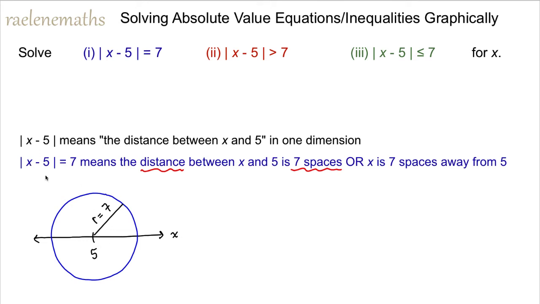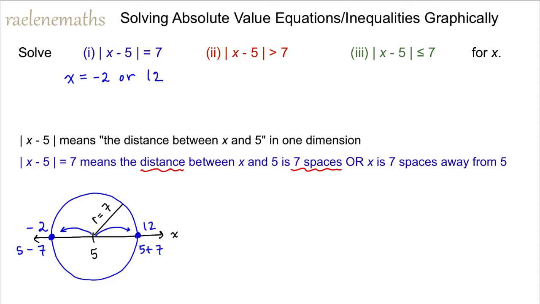And we want x to be exactly 7 spaces away from 5, which puts x along the boundary and also on the x-axis. So if we start at 5 and we increase 7 spaces, 5 plus 7 takes us to an x-coordinate of 12. If we go 7 spaces to the left of 5, or 5 minus 7, that takes us to an x-coordinate of negative 2. So our solution to the first equation is x either equals negative 2 or 12.